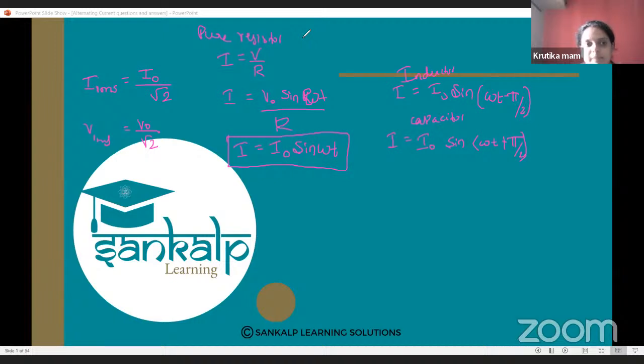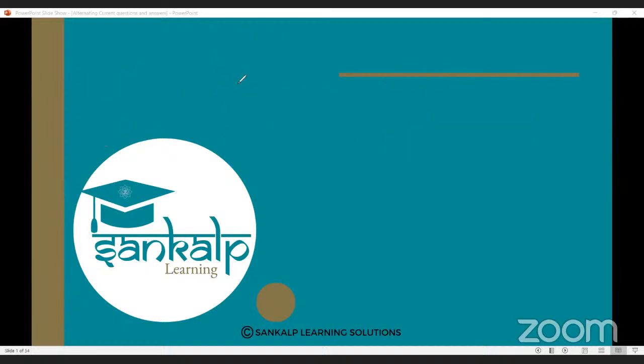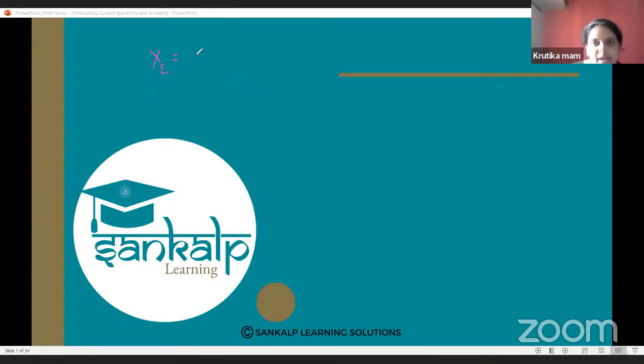Okay, the next one. We are writing the next formula: inductive reactance and capacitive reactance, two terms come. The first one is XC, that is capacitive reactance. The expression for the capacitive reactance XC is given by 1 divided by omega into C. And the omega value can be written as 2 pi f. So 1 upon omega C or 1 upon 2 pi f C.